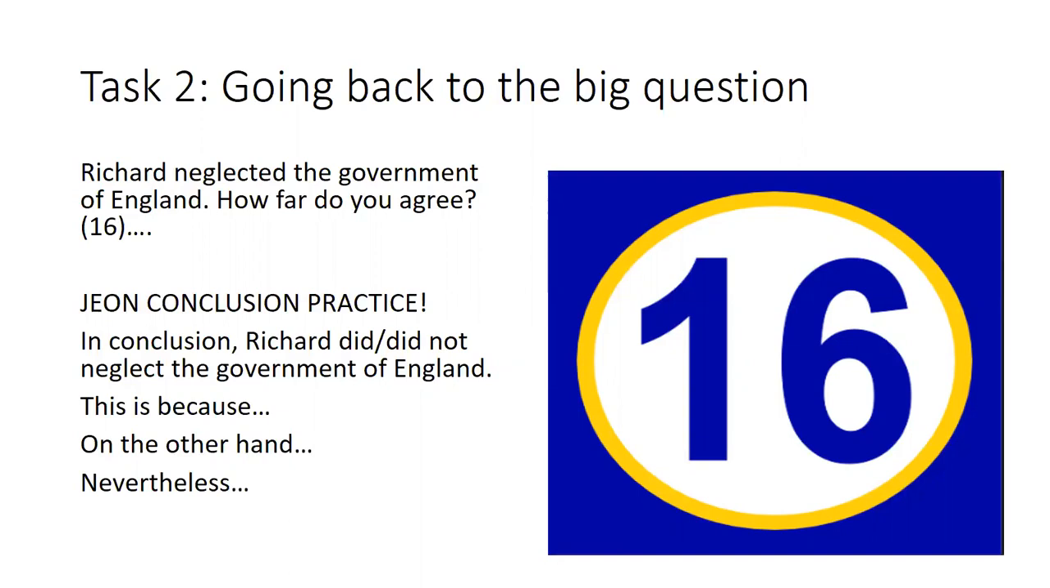On the other hand, look at the other side. So if you think he didn't neglect the throne, on the other hand, you'd say how he did neglect the throne. And then nevertheless, go back to your judgment and give a mic drop piece of evidence. If you spend 5-10 minutes writing that, you can pause the video here. And then you can start on the final task of this lesson.